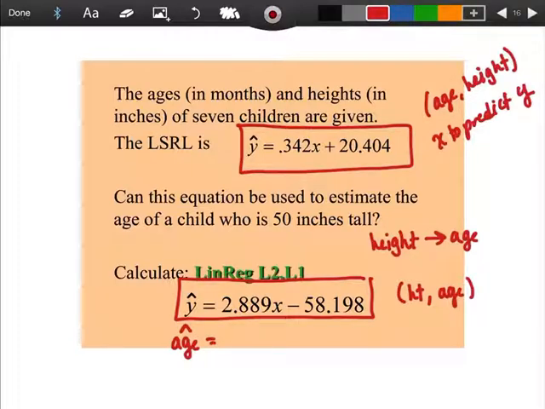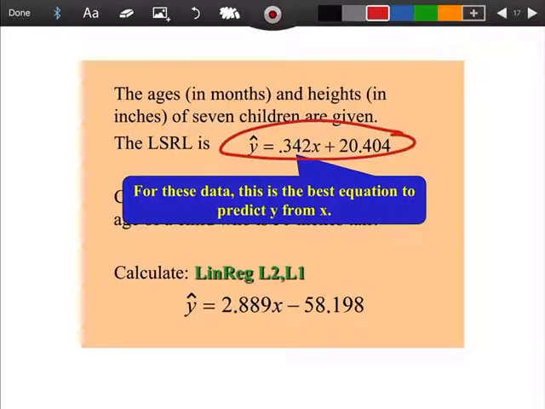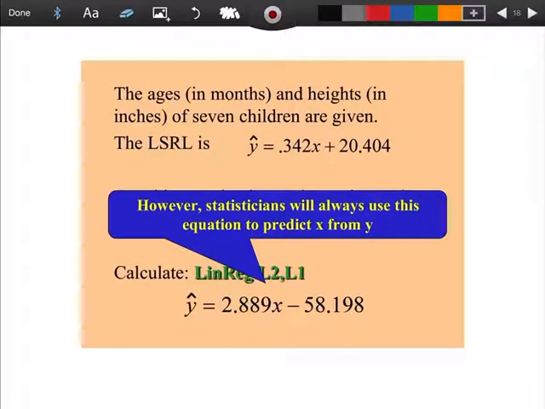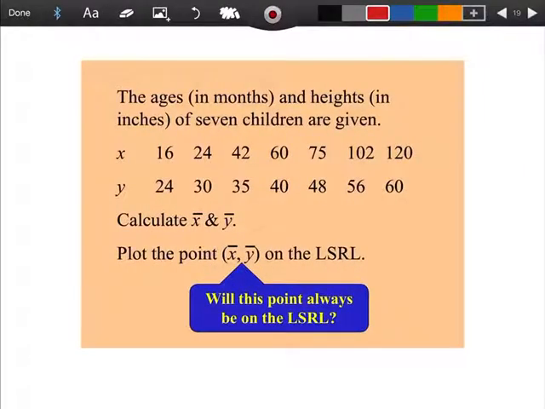It might be more helpful to write this as age hat equals 2.889 times height minus 58.198. Be careful. Make sure you're only inputting the input to predict the output. This is the equation that we would use to predict Y from X, or to predict height given a person's age as the input. The second equation is what we would use to predict age from their height. If you want to switch your input and output, you need to calculate your new regression equation to do so.